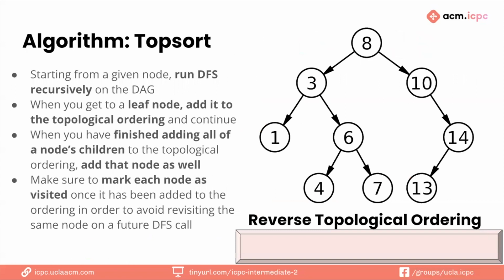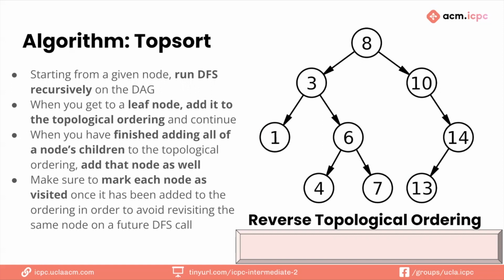Okay, so knowing the definition, let's come up with an algorithm for such ordering. Let's go through the algorithm first and then consider it on a particular example. Just like in DFS, you start from a given node and run our regular DFS, but not exactly. We change it slightly. When we get to a leaf node, which, if you remember, are these nodes 1, 4, 7, 13, we add it to the topological ordering and continue.